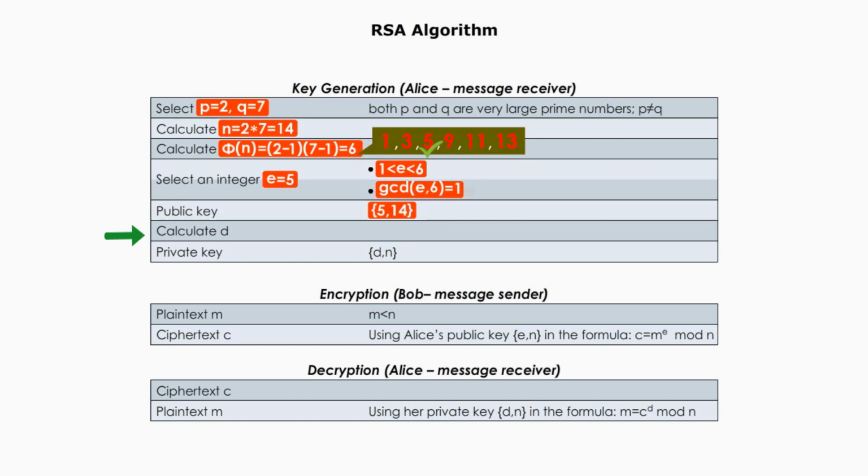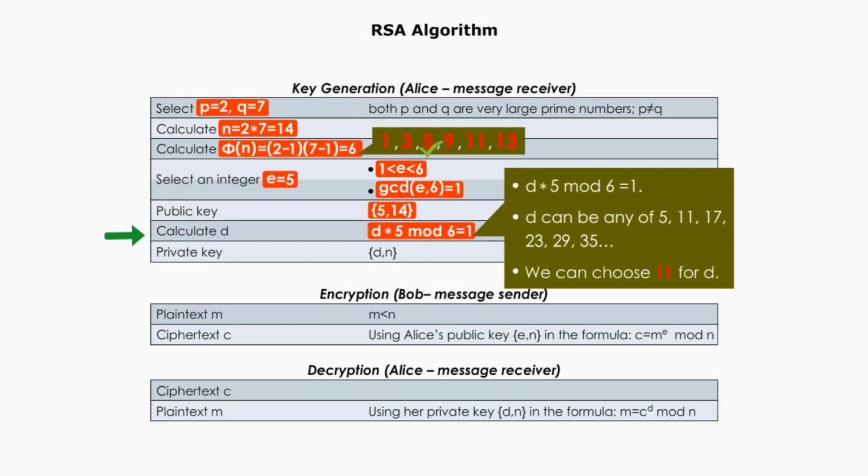Now let's calculate d. We plug e and phi into the formula. e times d modulo 6 equals 1, which means e times d divided by 6, the remainder is 1. d can be one of many numbers satisfying this condition. For example, d can be any of 5, 11, 17, 23, 29, 35. You can see there are many numbers which satisfy this formula. We choose 11 for d.